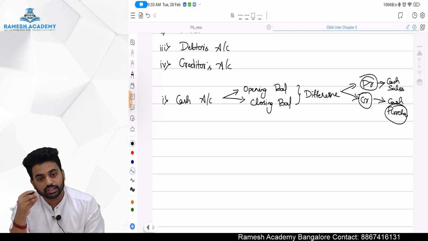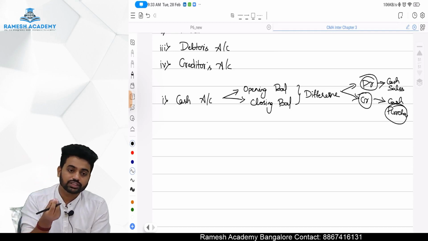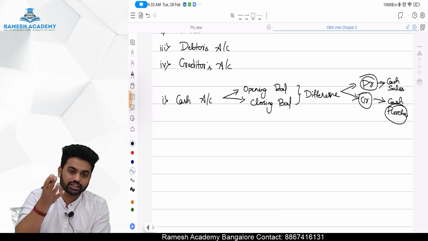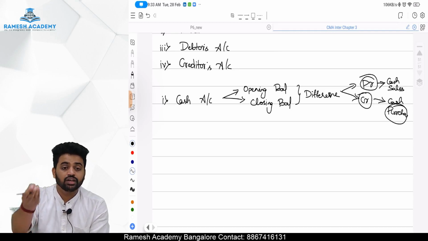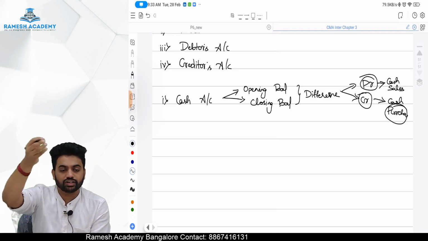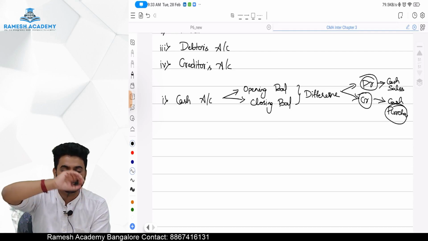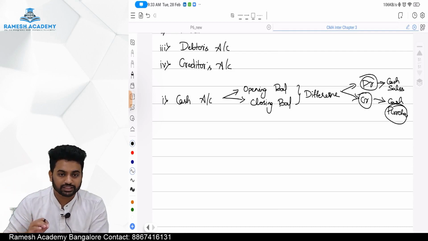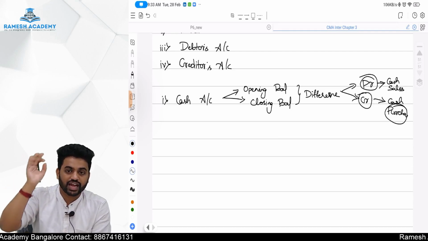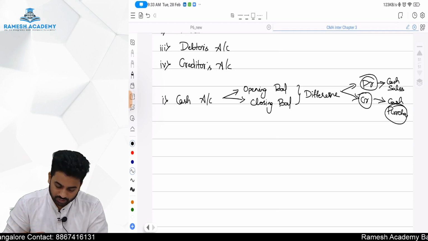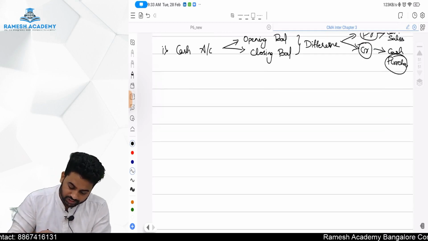If the question particularly says there is no cash purchase, or there is no cash sale, every sale is happening on a credit basis, every purchase is happening on a credit basis, then there is no question of cash sale or cash purchase. Okay. Next is bank.